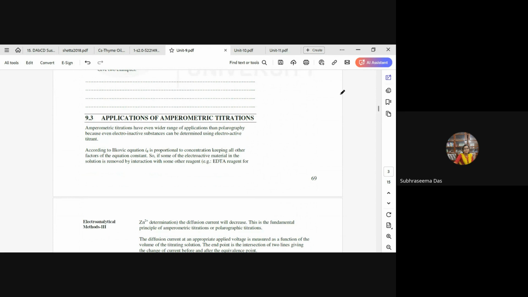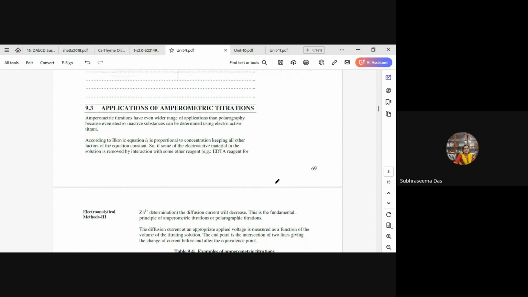Now coming to applications of amperometric titrations. These titrations have wider applications than polarography, because even electro-inactive species can be determined by converting them into electroactive species. According to the Ilkovic equation, we know that the diffusion current is directly proportional to C, the concentration of the analyte, keeping all other factors constant.